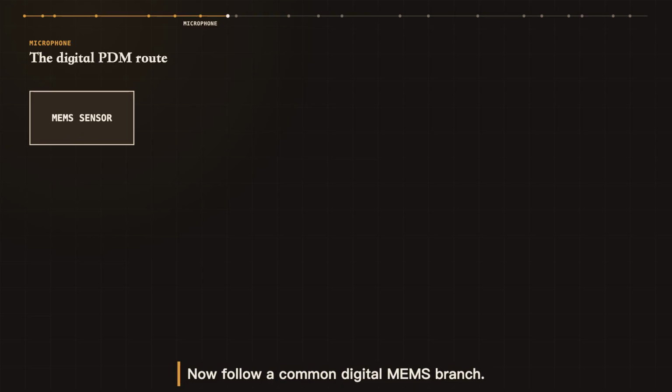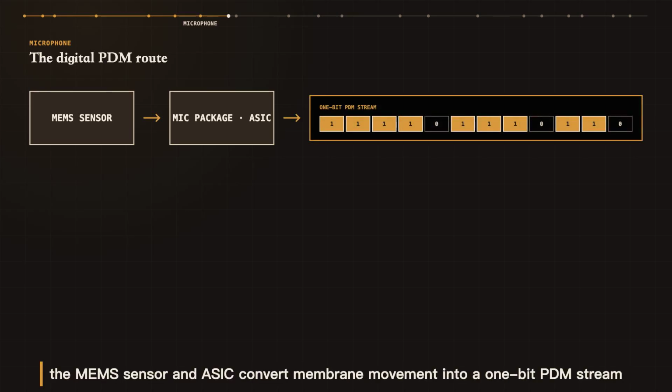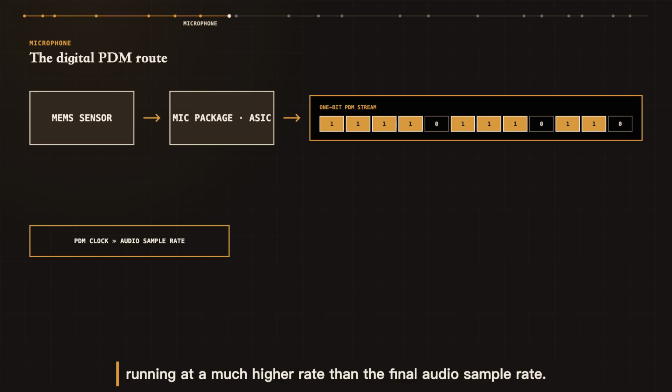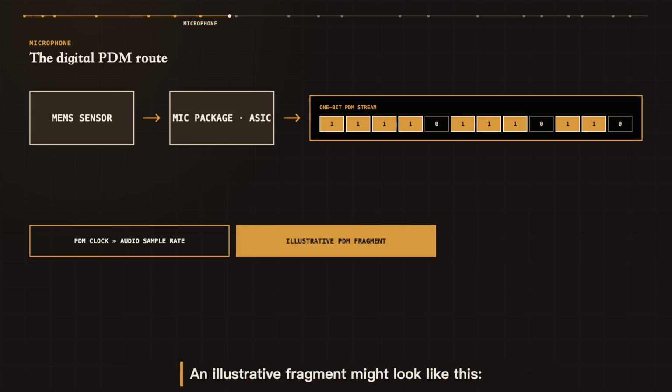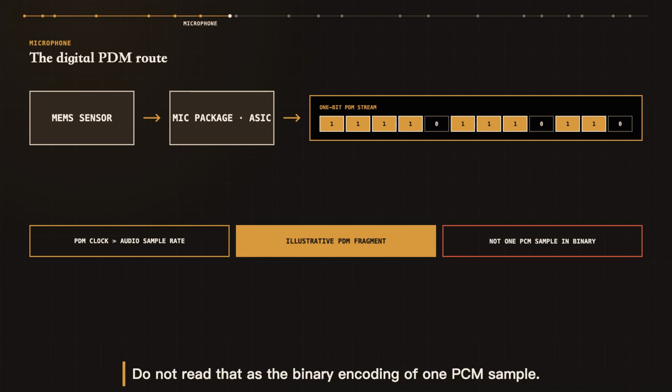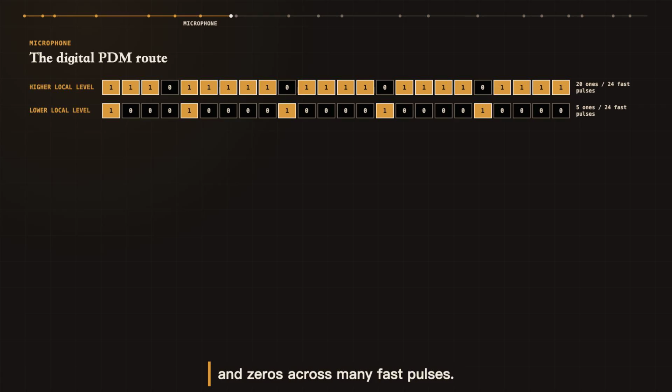Now, follow a common digital MEMS branch. Inside the microphone package, the MEMS sensor and ASIC convert membrane movement into a 1-bit PDM stream running at a much higher rate than the final audio sample rate. An illustrative fragment might look like this. Do not read that as the binary encoding of one PCM sample. PDM represents the signal through the local density of ones and zeros across many fast pulses.